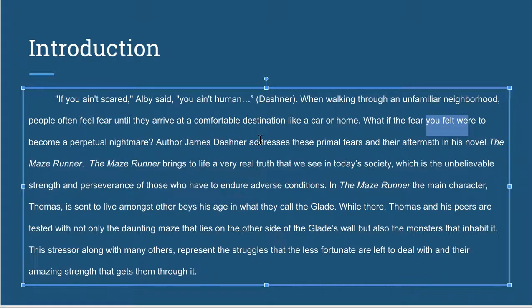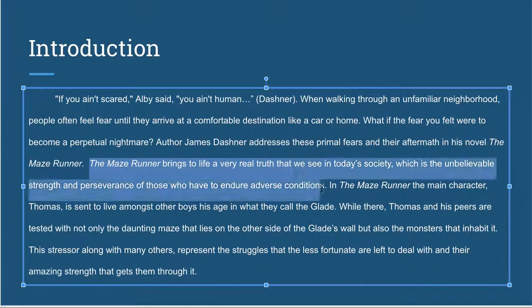Author James Dashner addresses these primal fears and their aftermath in his novel, The Maze Runner. So really nicely done. This author included the name of the author of the book. They put the title of the book in italics. That's all excellently done. So The Maze Runner brings to life a very real truth that we see in today's society, which is the unbelievable strength and perseverance of those who have to endure adverse conditions.